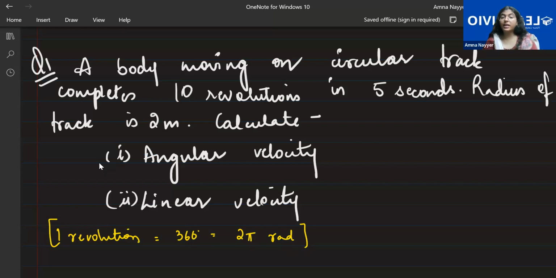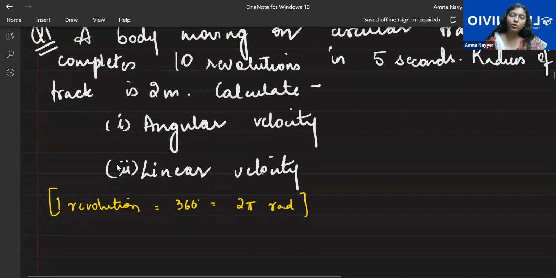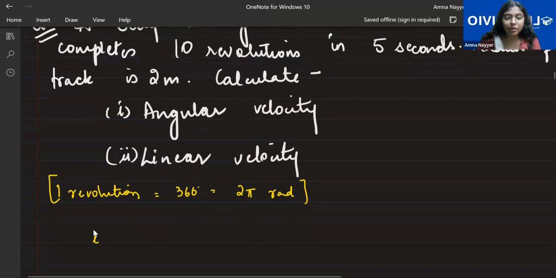If a person is covering 10 revolutions, in radian how much will it be, Neha? 10 into 2 pi radian, that is 20 pi. And time is 5 seconds. The radius is also given. Two things you have to get: the angular velocity and the linear velocity. First, let us calculate the angular velocity.